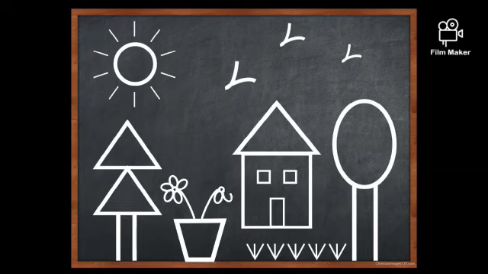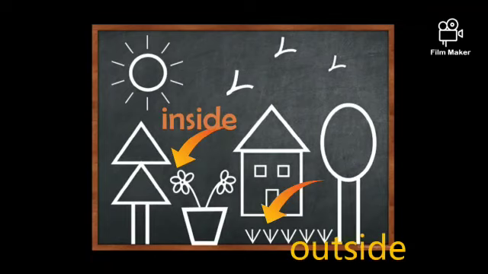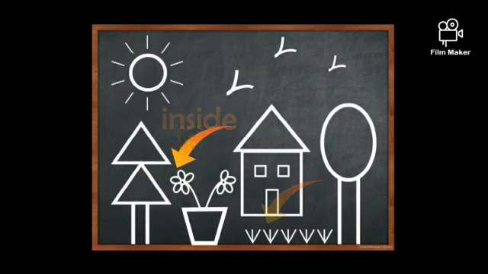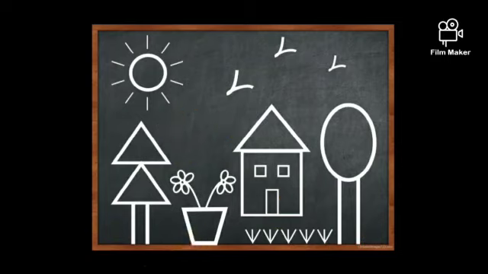So from this we can see, can you see where the flowers are growing? The flowers are growing inside the pot, right? And where are the grasses situated? The grasses are situated outside the pot. So from this we learn inside and outside. Okay, and now we also learn the pot is between the tree and the house.